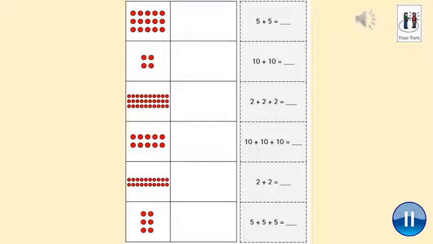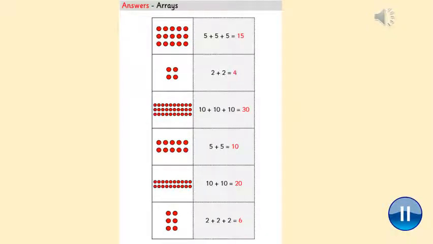Now I would like you to look at the pictures. These images are completed arrays, but the number sentences, the calculations, are all muddled up. Your challenge is to see which calculation fits with which arrays. Pause the video whilst you work it out. And here are the answers. Remember to pause the video whilst you're marking and tick and or fix.